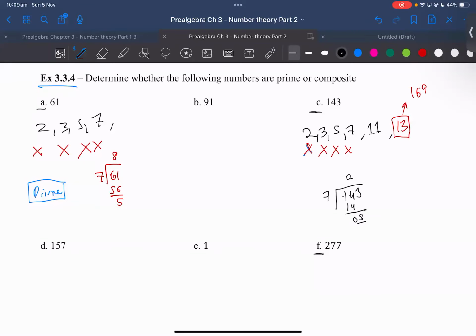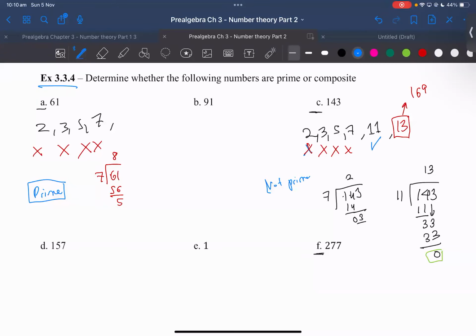But is it divisible by 11? Here's what we need to check, 11 and 13. 11 actually is a divisor of 143. If you check it here, 11 goes into 14 once, and then the 3 remains, making 33. Is 33 divisible by 11? Yes, it goes in 3 times exactly. The remainder here is 0. That means it's divisible by 11, which means this is not prime. So it's no, not prime.